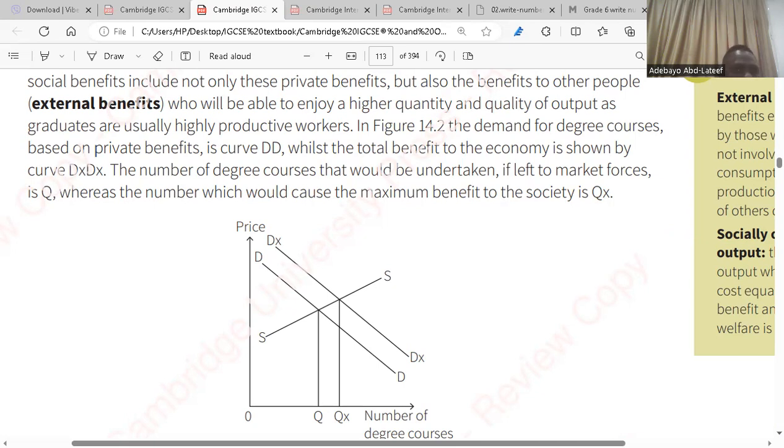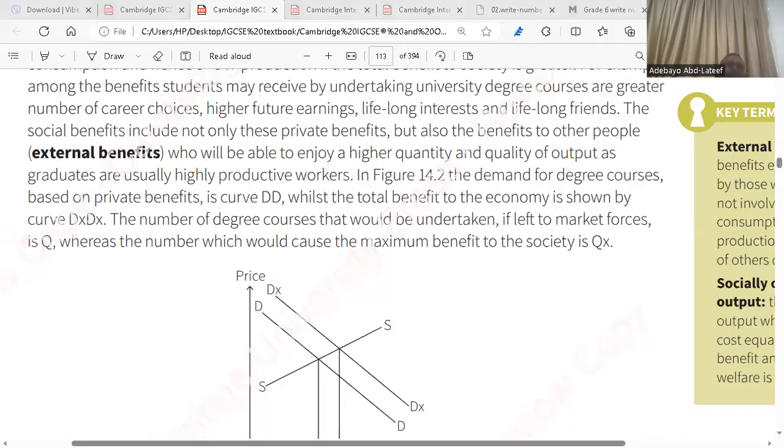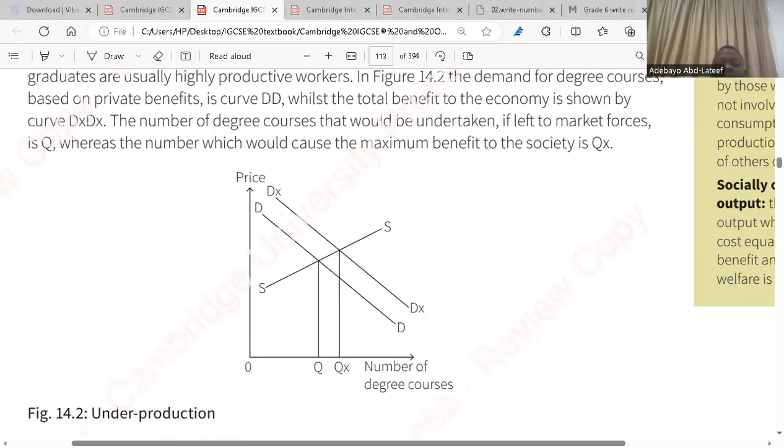Yes. So DD is private benefits as SS is private cost. Do you get it? Okay. For the graph, based on this graph, there's underproduction. But let's forget about underproduction and focus on DD and DX. DD represents private benefit because this is the benefit to that individual that took the action. As soon as that individual is able to transmit or transform the knowledge or the benefit he or she has to the society, it becomes external benefit. That's at DX.